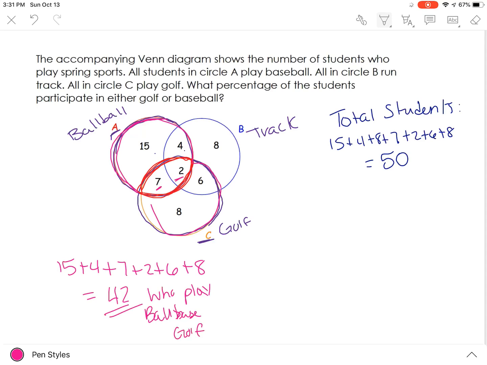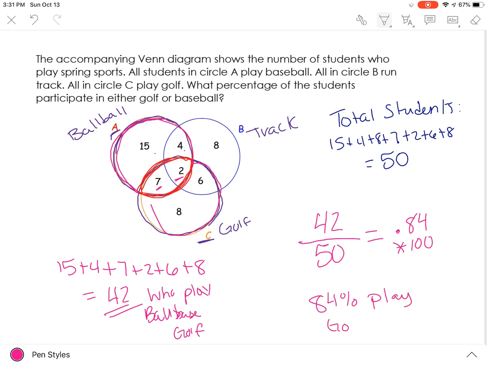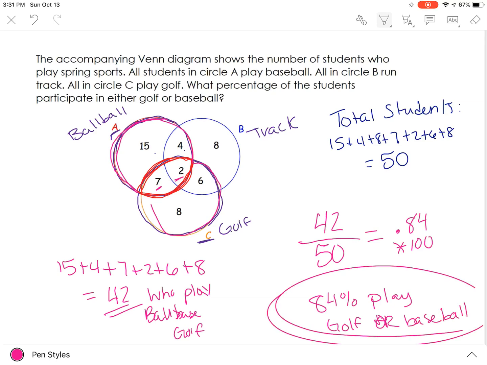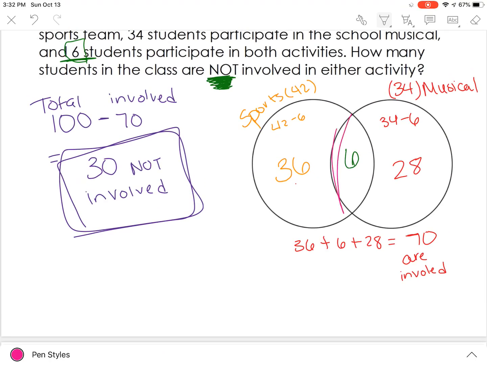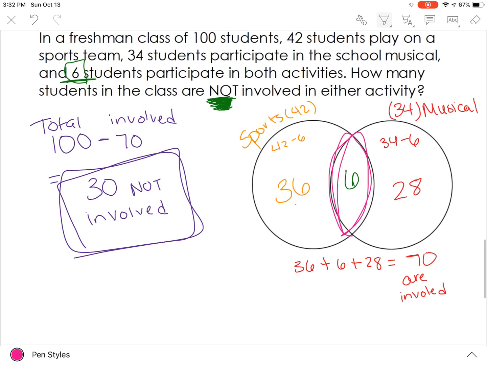Now if we want to find a percent, remember we're going to take the number we're looking at, 42, and divide it by the total. Well, 42 divided by 50 is 0.84, times 100, tells us that 84% of students play golf or baseball. And that is our answer. So the most important thing to remember for a Venn diagram is that when you are making one, you're just starting with the middle and subtracting to work your way outwards.